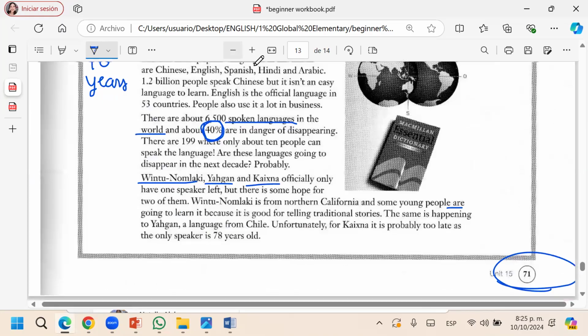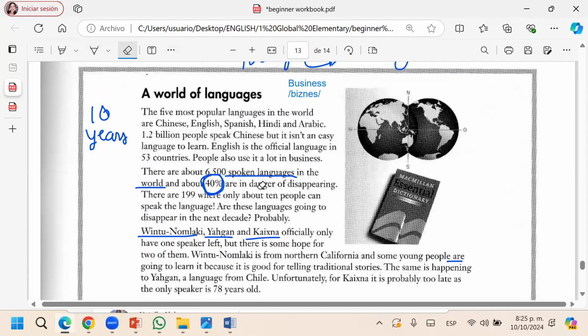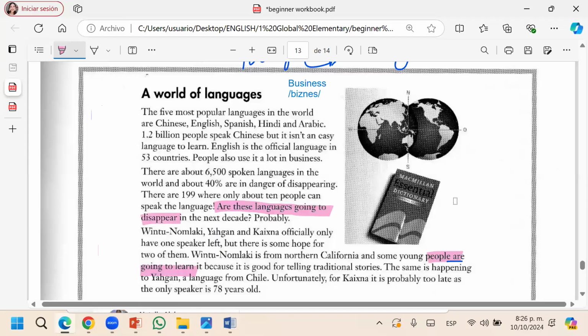In this reading, in all the paragraphs, do you see any future tense? Yes. It says, and some young people are going to learn. People are going to learn. What other? Are these languages going to disappear in the next decade? Decade, the 10 years.